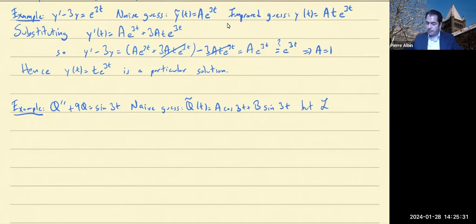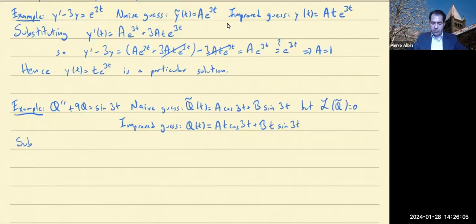But L of q tilde is equal to 0, where L is the linear operator given by the left-hand side of this equation. So we need an improved guess. Our improved guess in this case would be q of t equals a times t cosine 3t plus b times t sine of 3t. Okay, so now we have to substitute this in.